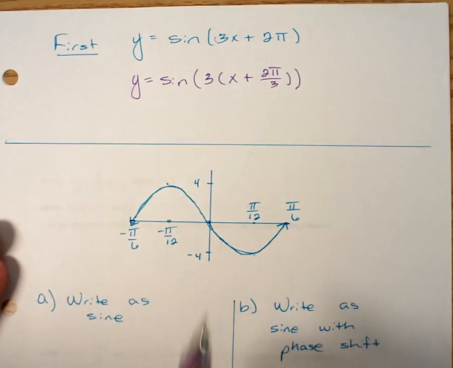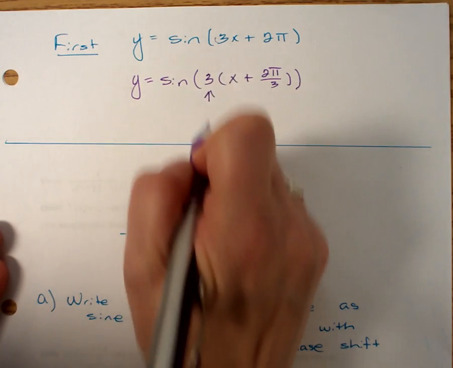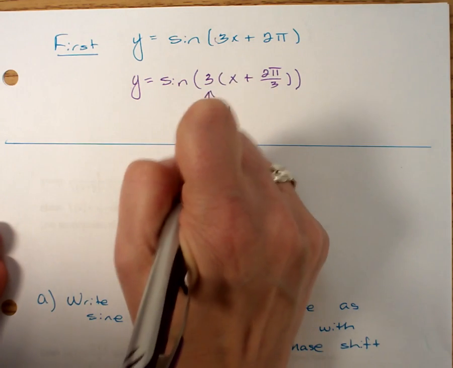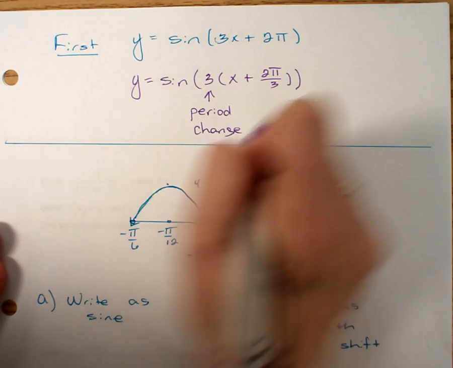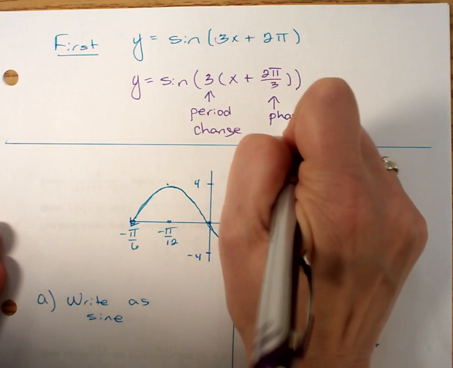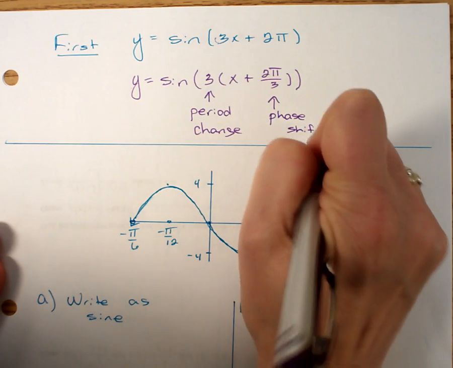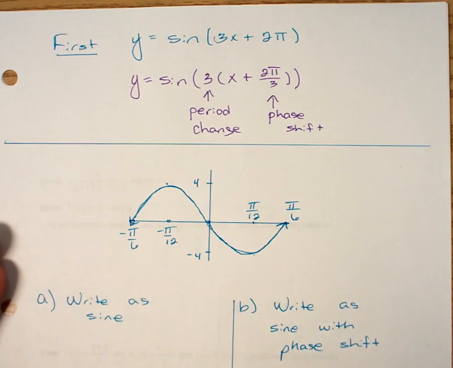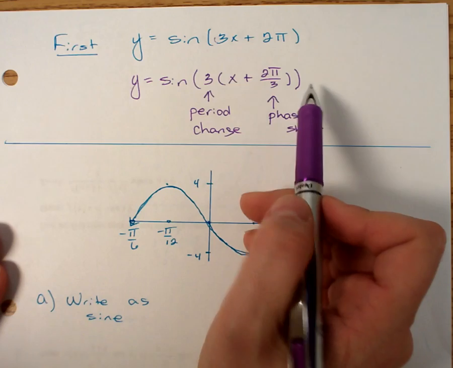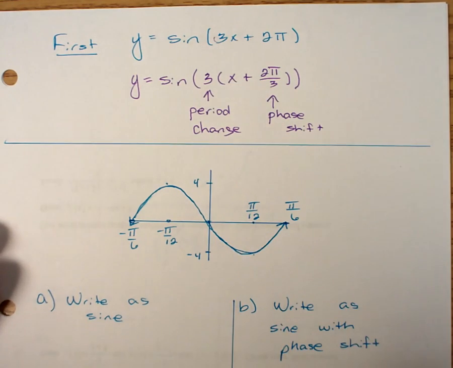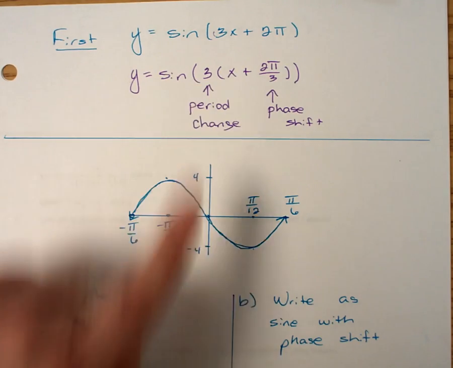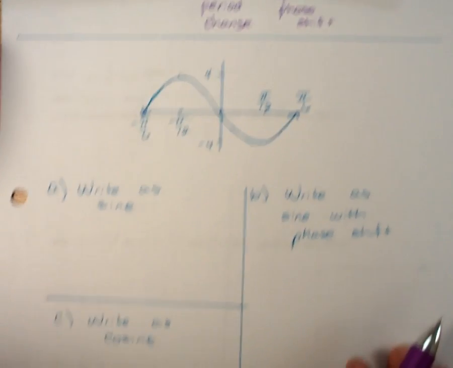What that allows me to see is that I know I will still use this 3 to impact my period change, but it also allows me to immediately identify what my phase shift should be. This is going to be particularly helpful to write our own equations. This is also the form that they will use on the midterm and final because it's a simpler method if you're trying to work backwards. So this is the form I'm going to use to work on our graph down here.